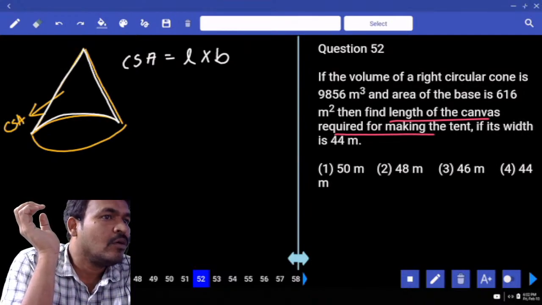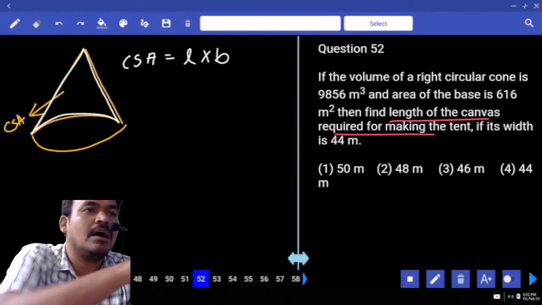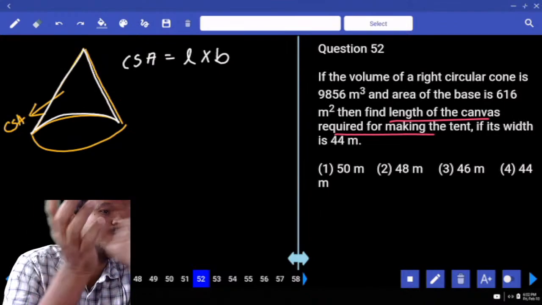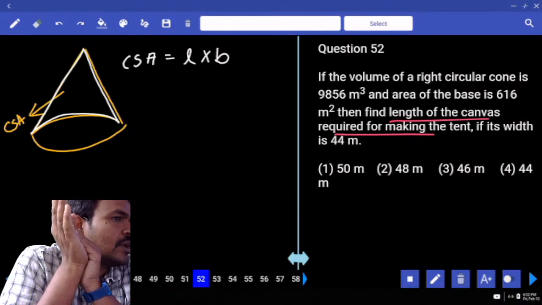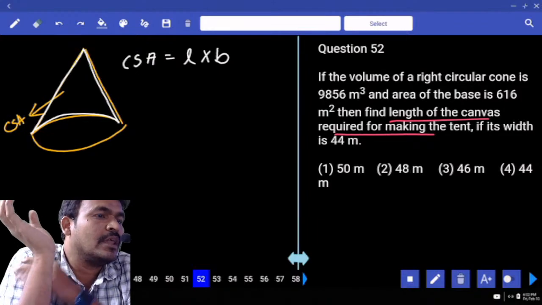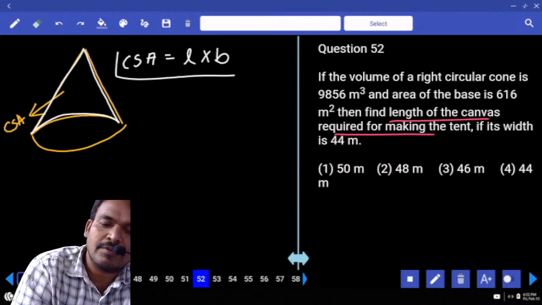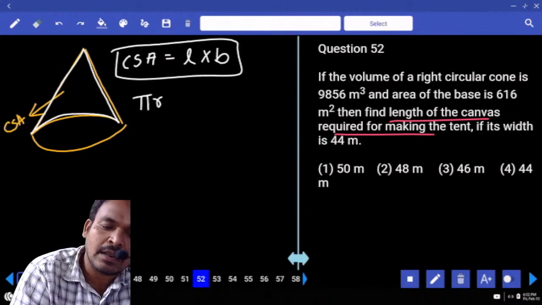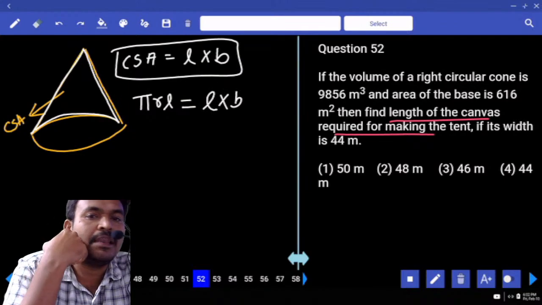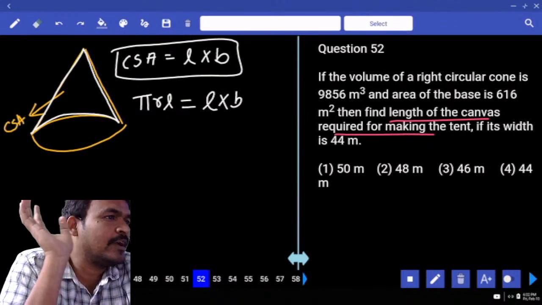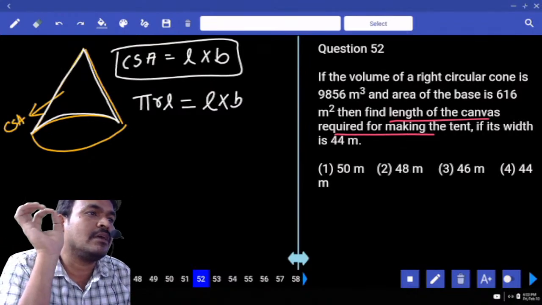Area of the cloth is also equal to the area of the cone. What is the cone area? Curved surface area or total surface area? Curved surface. We cover only the curved surface area part. Means curved surface area of a cone is equal to the area of the cloth. What is the area of the cloth? Length into breadth. Curved surface area of a cone is pi r l, and it is equal to L into B. Don't cancel the L values. Both sides L are different: left hand side L means slant height, right hand side L means length of the cloth.